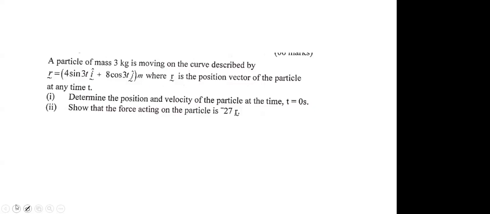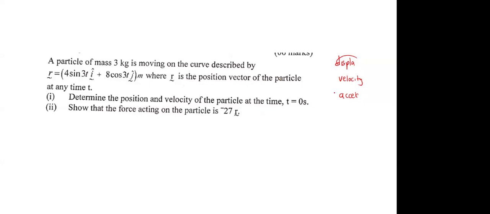Now, what next? We said we have our displacement. From displacement we go to velocity, and then from velocity we shall go to our acceleration. Then you ask yourself, what do you need? They want me to find the position and the velocity of the particle at time t equal to 0. We have the displacement, but do I have the velocity? Not yet.